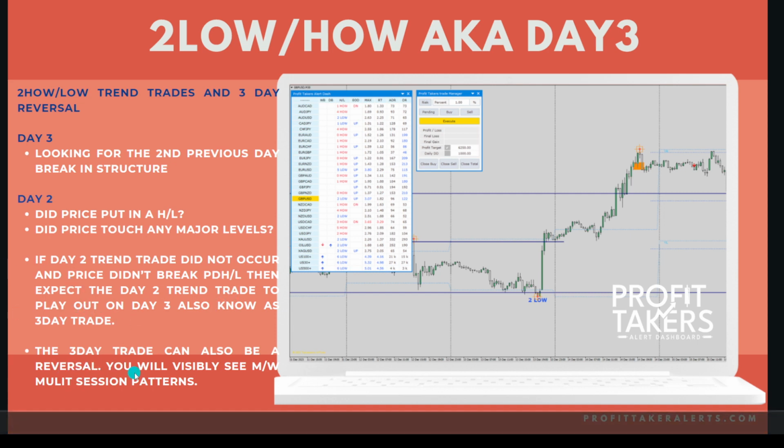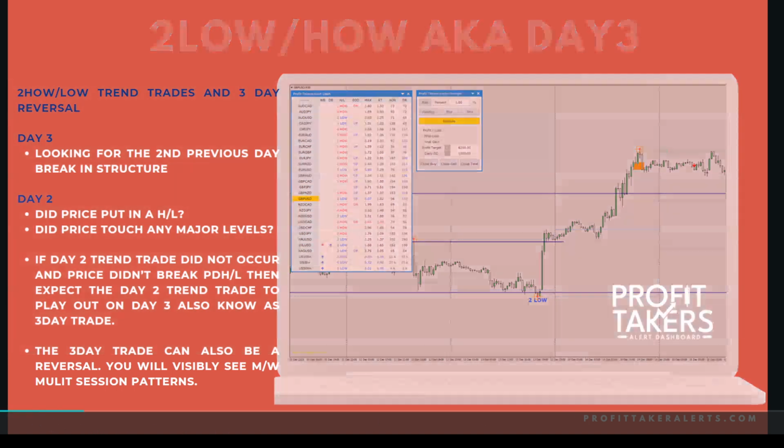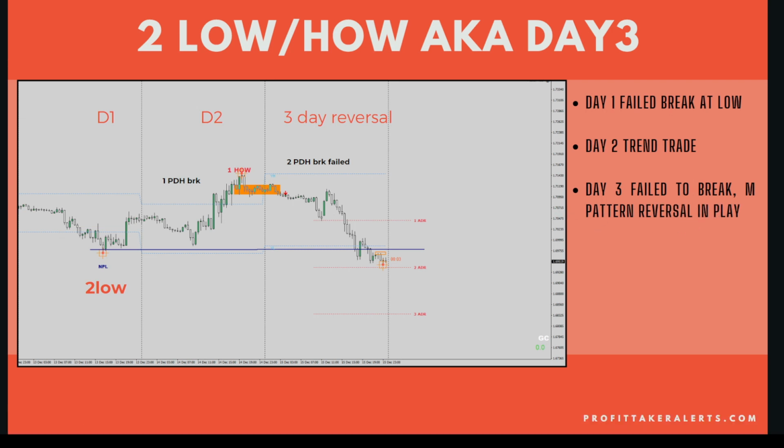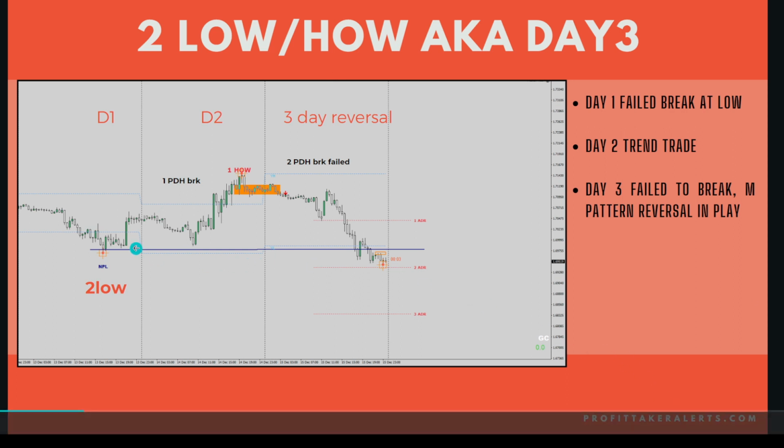And also, like I said, day 3 can be a reversal, but you will visibly be able to see the M or W multi-session patterns. All right. So this slide, guys, will be available to everybody. As I'm going through this, if I notice any errors, I'll make sure I update that before I make it available to everybody. Okay, so we have the pound CAD.